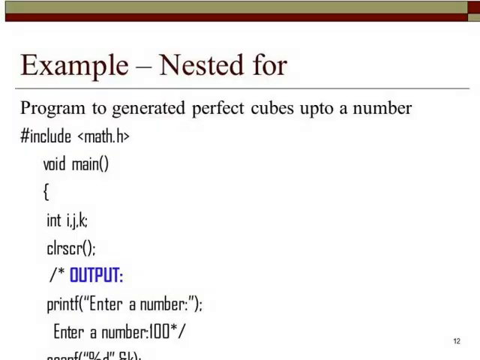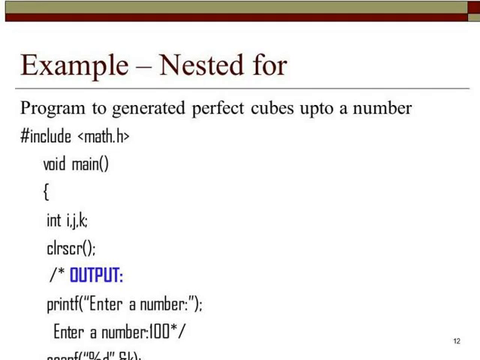Now, this is a program for a nested for loop. We have seen the simple for loop, this is a nested for loop. Here you are going to generate perfect cubes up to a certain number. For example, say I give the number 100, what are all the perfect cubes in that? 1 cube is 1, 2 cube is 8, 3 cube is 27, 4 cube is 64, 5 cube is 125. So, that 125 exceeds 100. So, there are only 4 perfect cubes from 0 to 100, that is 1, 8, 27 and 64.